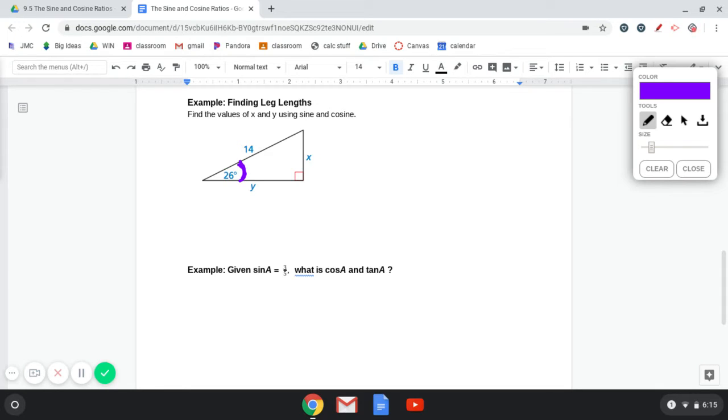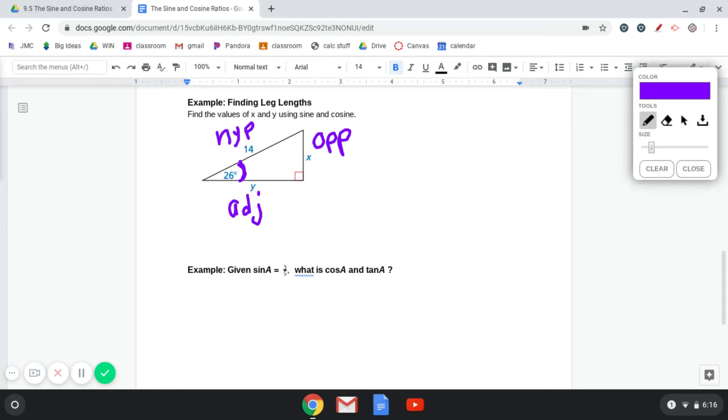So now I'm going to label all of the sides to help us use these trig ratios. This 14 is the hypotenuse. This x is not touching this angle, so it's the opposite side. And y is the adjacent side. So we're going to use trigonometry to find the values of x and y.